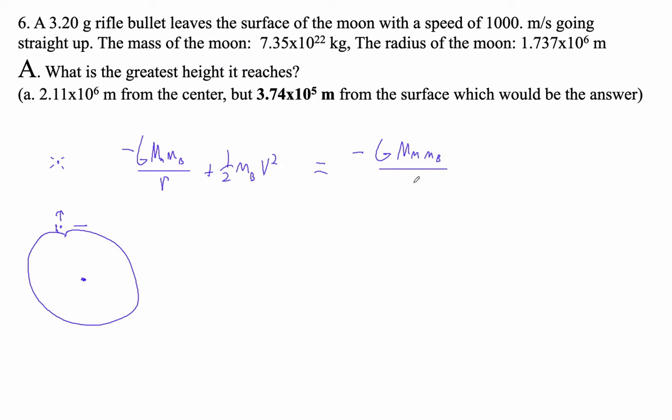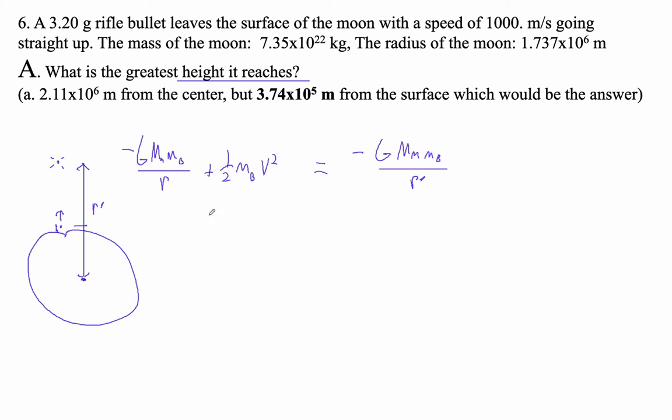That's going to equal minus G mass of the moon divided by, I'll call it R prime. We're solving for that radius, which I'll call R prime, right? Now, notice it says what's the greatest height it reaches. That's going to be above the surface of the moon, so once we figure out the distance from the center, we'll have to subtract the radius of the moon, right?